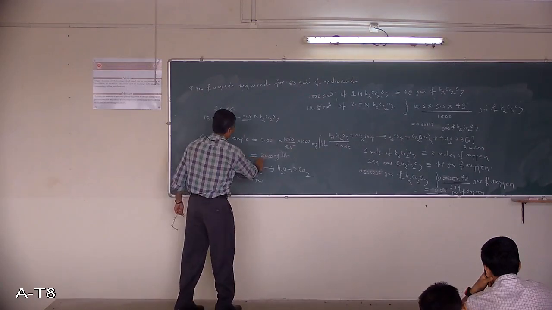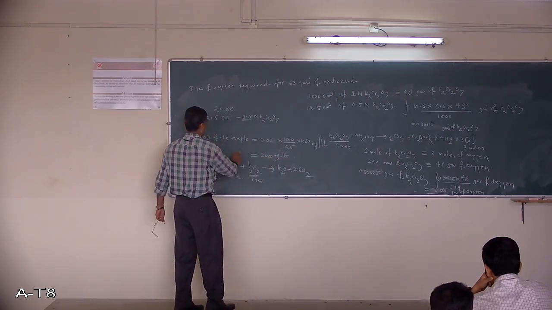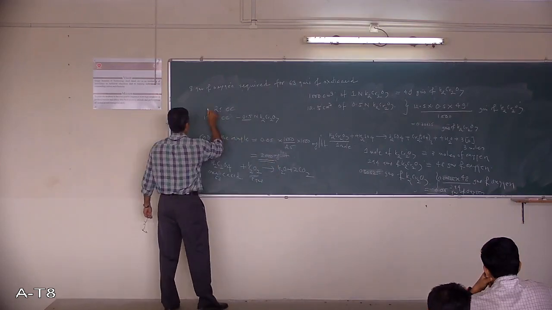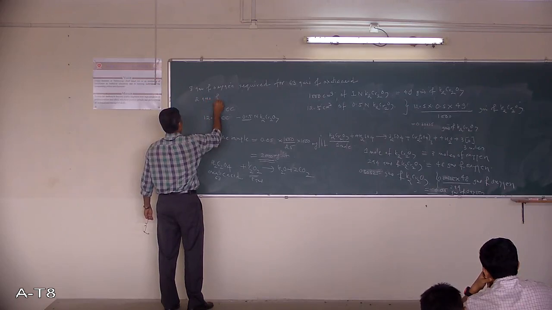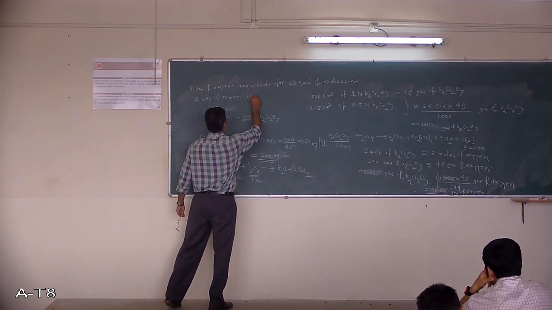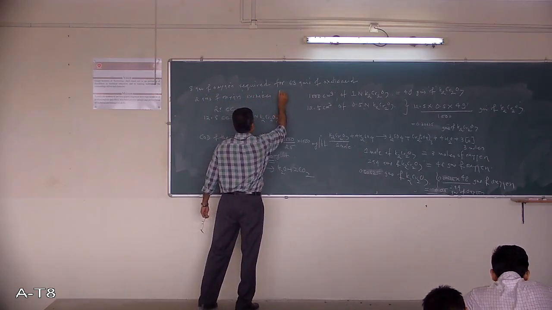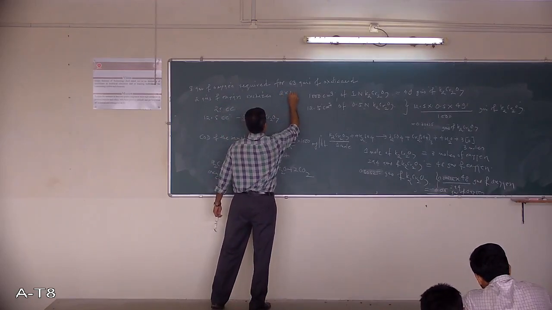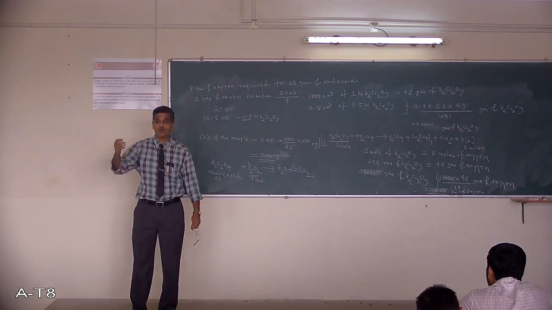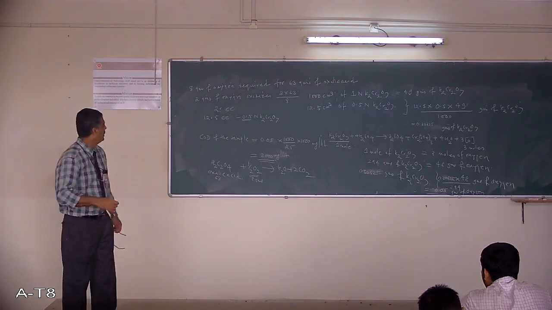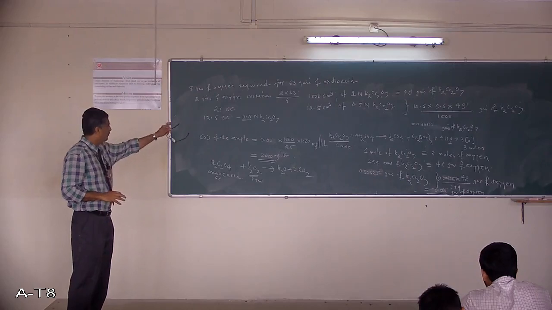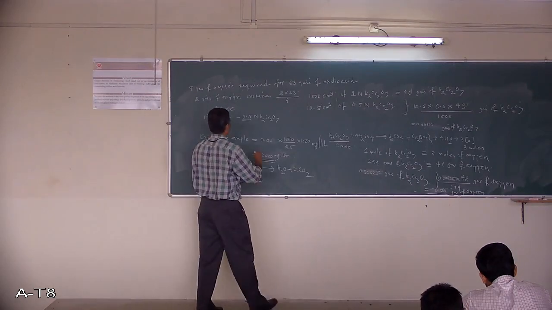Then, what is written here? 8 grams of oxygen you got here. Instead of milligrams, 2 grams of oxygen oxidizes 2 into 63 divided by 8. They have asked how much oxalic acid is present. So, 8 grams of oxygen is required to oxidize 63 grams of oxalic acid. Then 2 grams of oxygen oxidizes how much oxalic acid? How much is it?